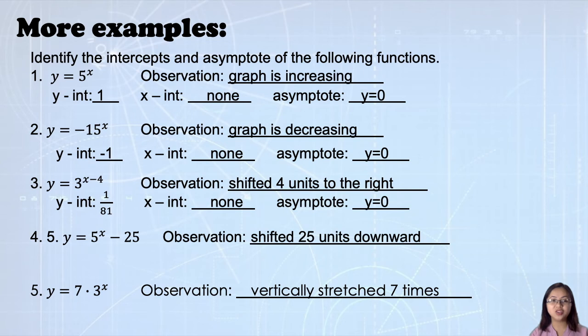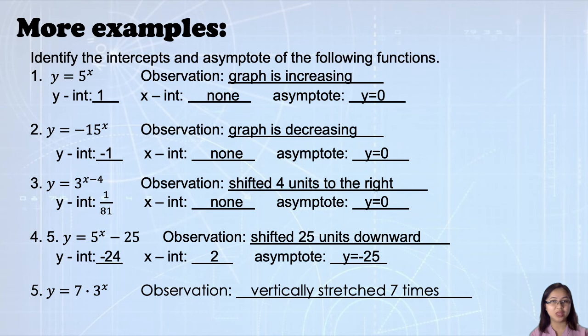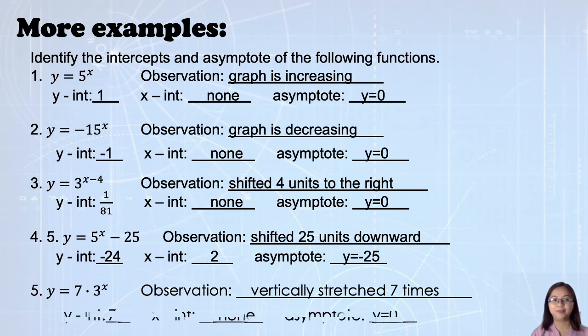So, for our y-intercept, we get negative 24 because that is 1 minus 25. And for our x-intercept, we have to solve for it. You get 2. And for the horizontal asymptote, we have y is equal to negative 25. And lastly, let's have 7 times 3 to the x. The numerical coefficient 7 will give us the y-intercept. There is no x-intercept and the asymptote is y is equal to 0.